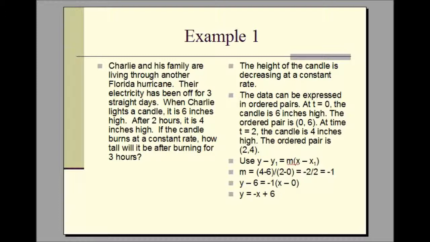Find the slope by substituting into the slope formula. When we do that, we obtain 4 minus 6 over 2 minus 0. That's negative 2 over 2, which is negative 1. Substituting into the point slope form gives us y minus 6 equals negative 1 times x minus 0. Simplifying gives y minus 6 equals negative 1x, or just negative x. We can add 6 to both sides and get y equals negative x plus 6. Notice that the slope is negative 1 and that the y-intercept is positive 6.